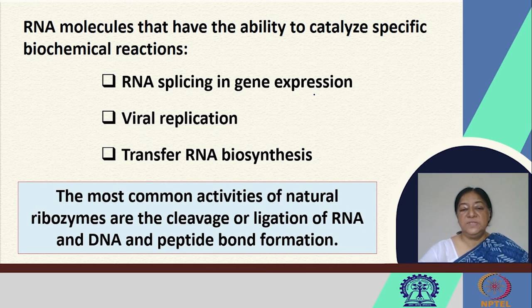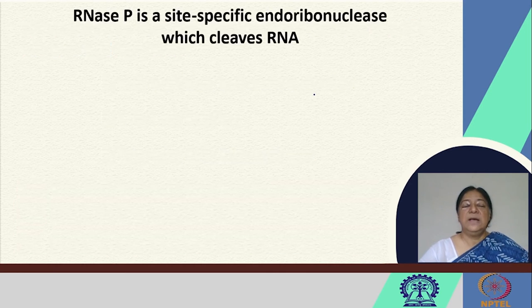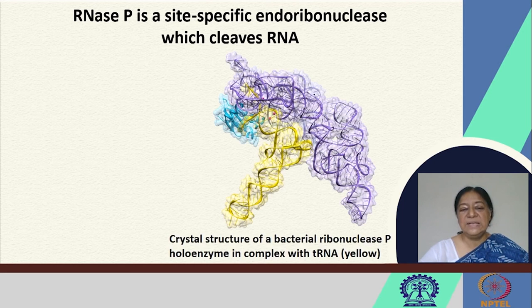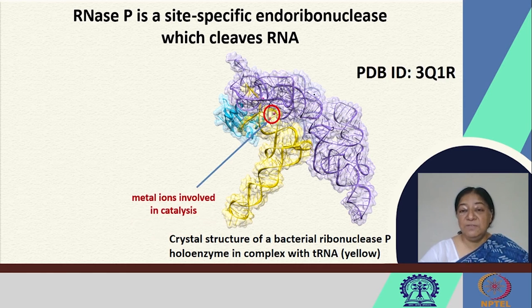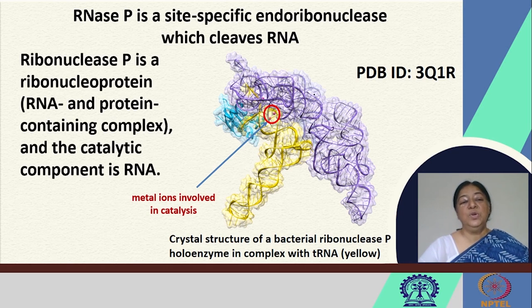So the most common activities of natural ribozymes are the cleavage or ligation of RNA and DNA and peptide bond formation. So these are all catalytic reactions, and in this case the catalysis is brought about by ribozymes. For example, if we look at RNase P, it's a site-specific endoribonuclease which cleaves RNA. So it has a specific structure, a specific metal ion involved, and this ribonucleoprotein, an RNA and protein-containing complex, where the catalytic component in this case is RNA.